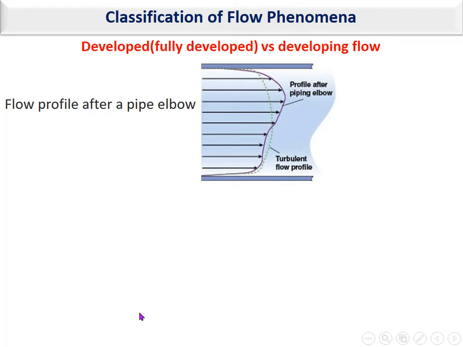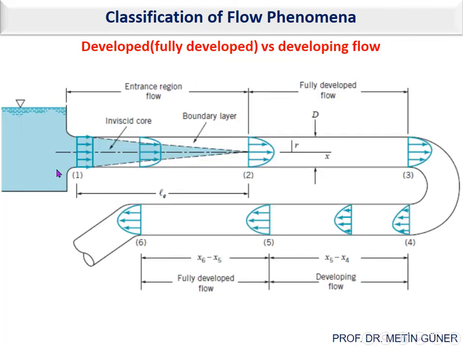For the case I described, for the flow which is coming from the bottom and then turns to the right, the flow profile, as you can see, is not symmetric anymore. This can also be considered as a developing flow. Why? Because it takes some length for this flow to become symmetrical again, like the one I showed here as a dashed line.